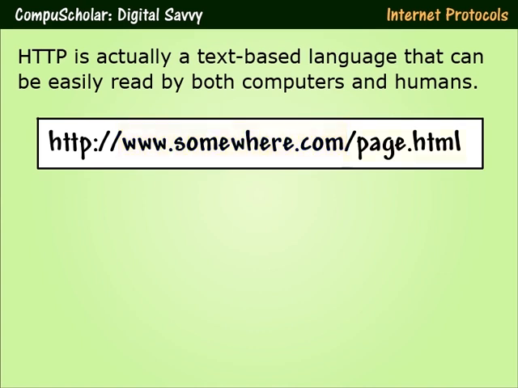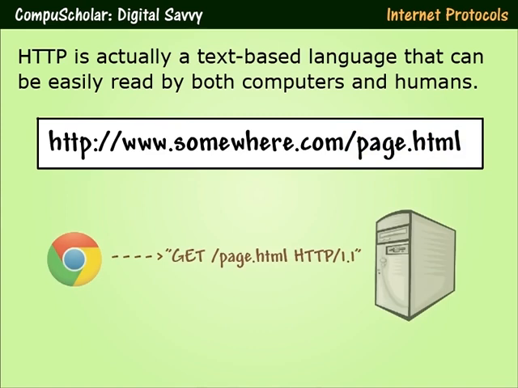Finally, a GET request is sent to that web server with any remaining parts of the address, or page.html in this example. The GET request starts with the keyword GET, then contains the remaining resource string from the URL. It ends with HTTP 1.1 to show the specific version of the HTTP language that it's using.